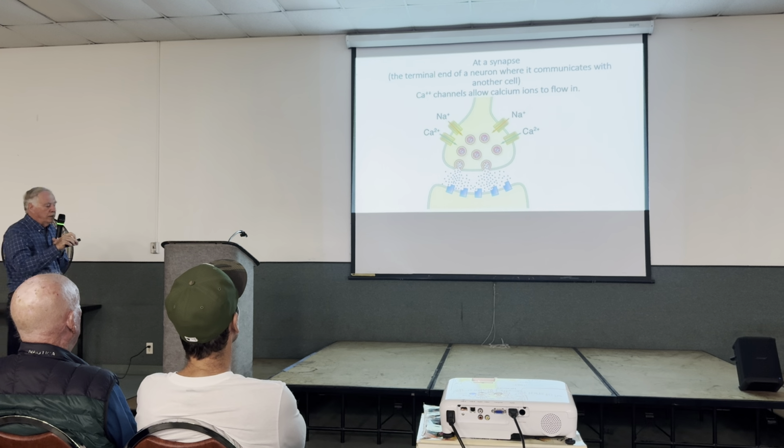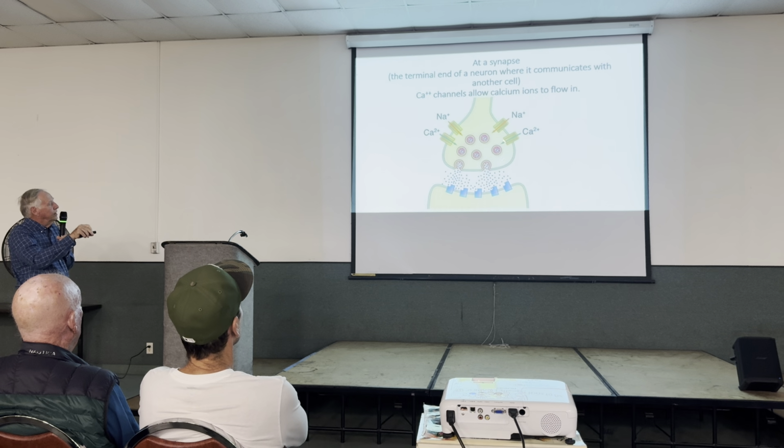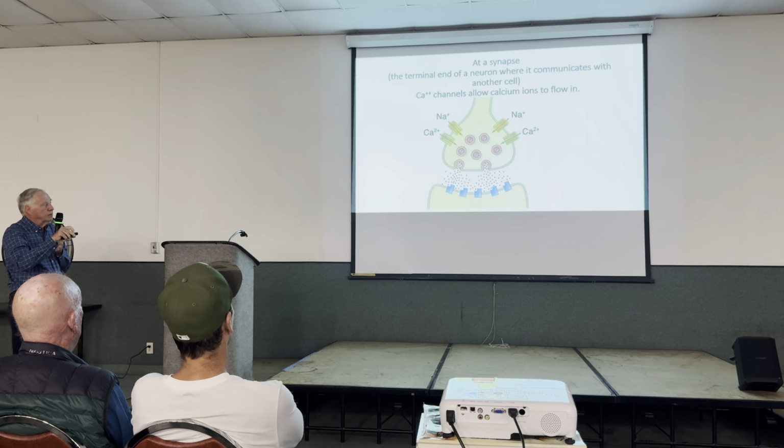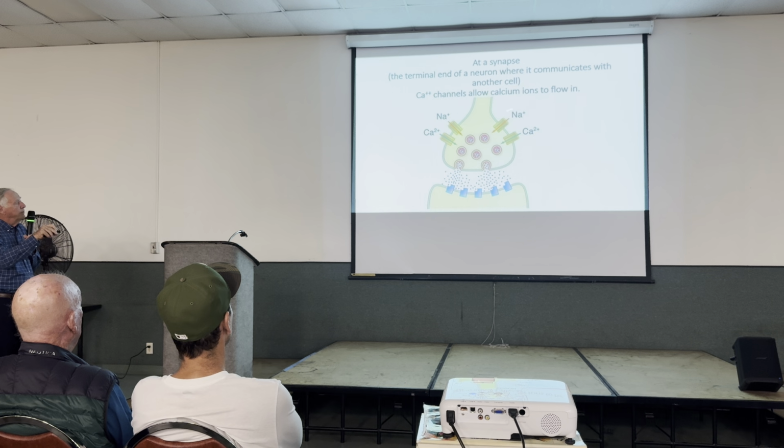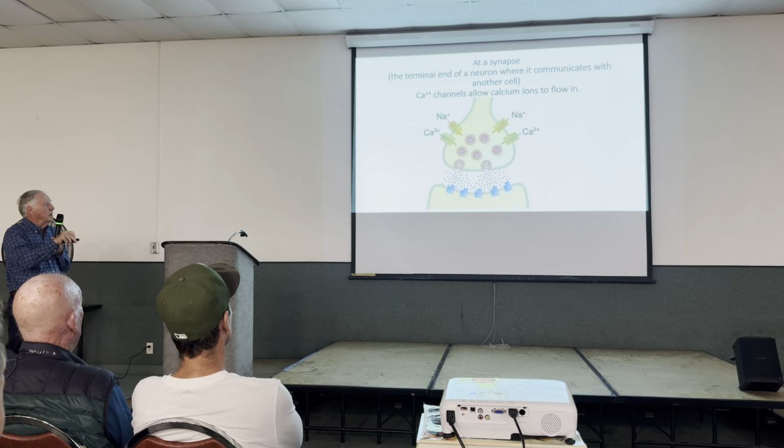What happens when the action potential makes its way down to the end of the neuron is that it comes to what we call a synapse. And in that synapse, you have sodium channels, but you also have calcium channels. And those calcium channels open and bring calcium in, and that causes a chemical reaction to release chemicals so that the next neuron is activated.